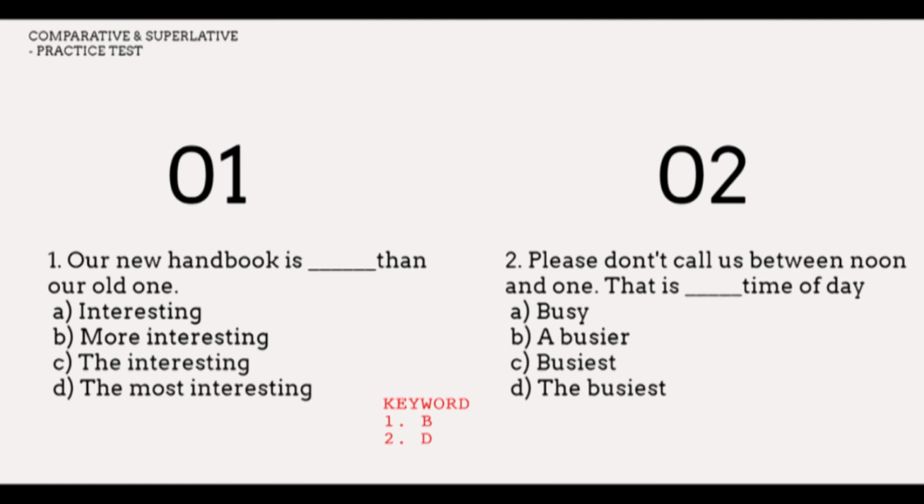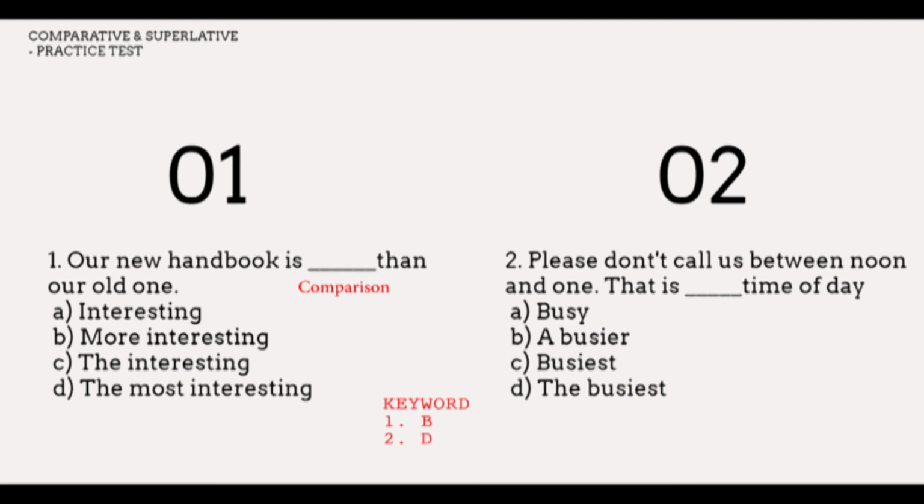So the first one would be more interesting because this is the comparison. Our new handbook is more interesting than our old one. The first noun and the second noun. So it used the comparison. Meanwhile, why don't we use interestinger? Because it has more than two syllables.